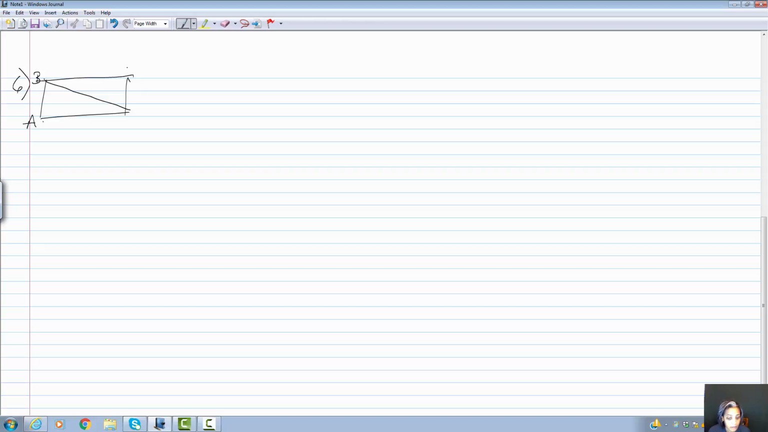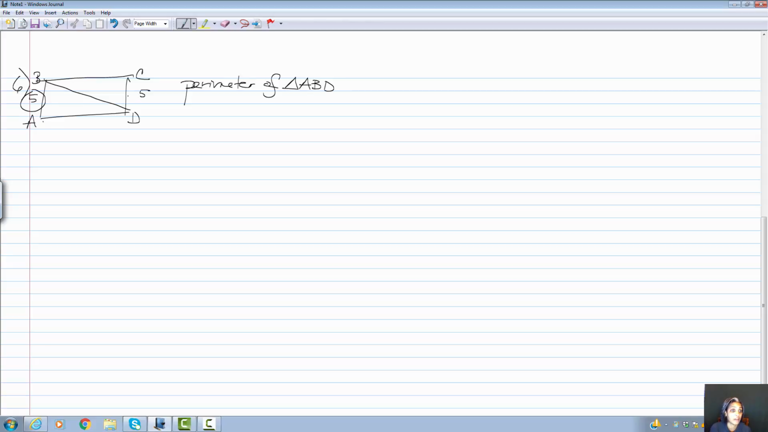A, B, C, D. And we know that the perimeter of ABCD is 34 and AB is equal to 5. So if AB is 5, CD is 5, and I'm sorry, the question is, what is the perimeter of triangle ABD? So if we know that AB is 5, then CD has to be 5.